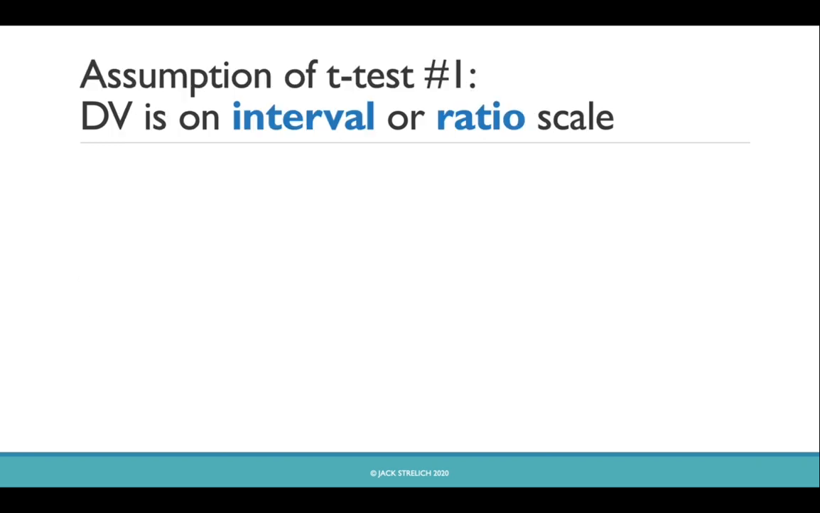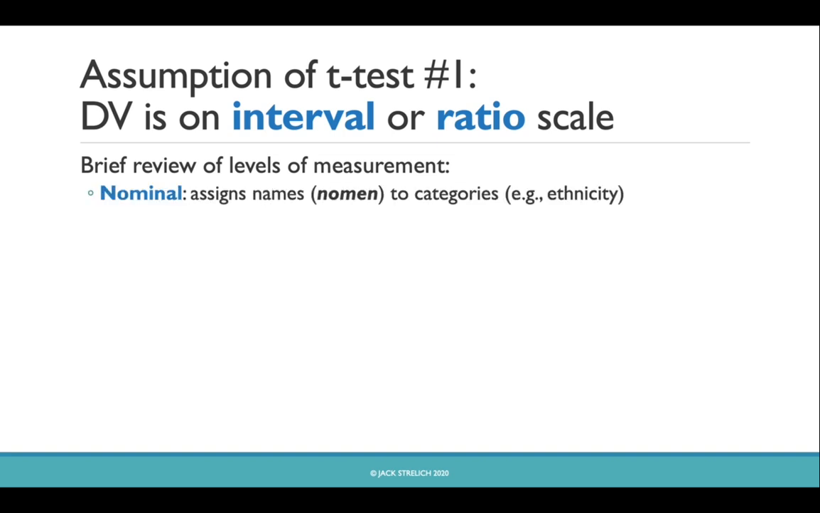The first assumption of the t-test is that the dependent variable is on an interval or ratio scale. So, to briefly review some content from Psych 10a, there are 4 levels of measurement that we deal with. Nominal measurement assigns names, from the Latin nomen, to categories. So, for example, if our variable is ethnicity, we could have categories for European American, African American, Asian American, so on and so forth. When we measure data at the ordinal level, we put our categories into order. So, for example, first, second, or third place.